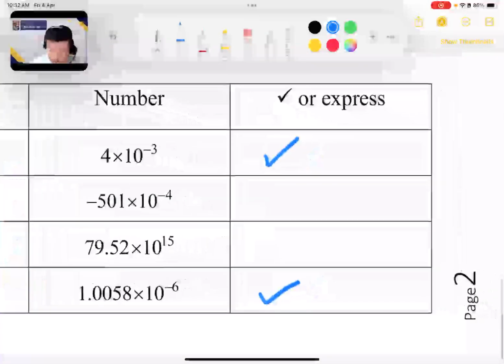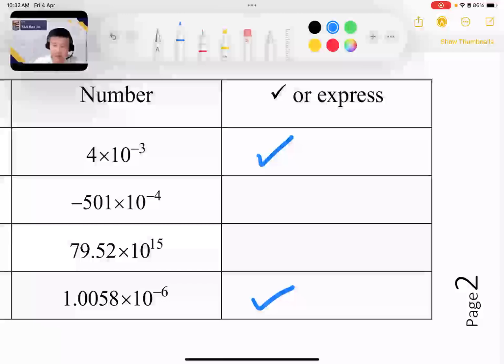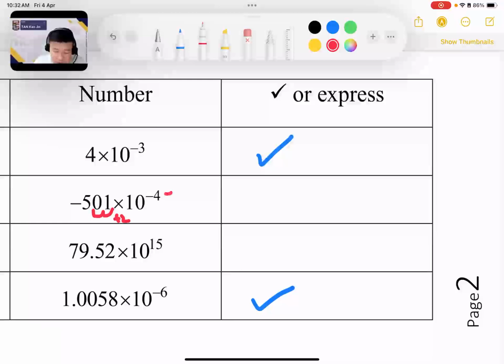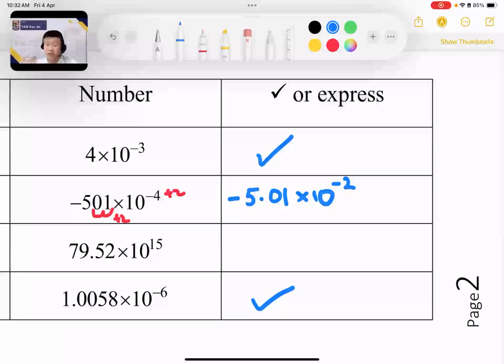Here, I've got a negative number. My decimal place is actually behind the number. So I'm going to shift it forward 1, 2. When I shift this forward by 2, I'm going to add 2 to this. Okay? So my final answer, don't forget the negative, 5.01 times 10 to the power of -2, because -4 plus 2 is -2.